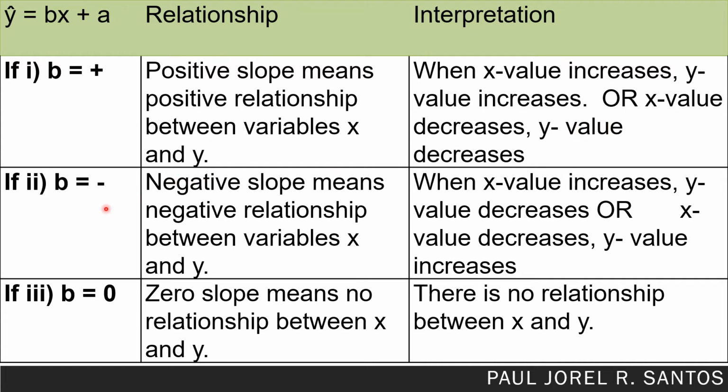In this second one, if the value of the slope is negative, it means there is a negative relationship between the variables x and y, meaning if x increases, y decreases, or the higher the x, the lower the y, or the lower the x, the higher the y. And lastly, if b is 0, which rarely happens, it means no relationship between x and y. You cannot conclude anything.